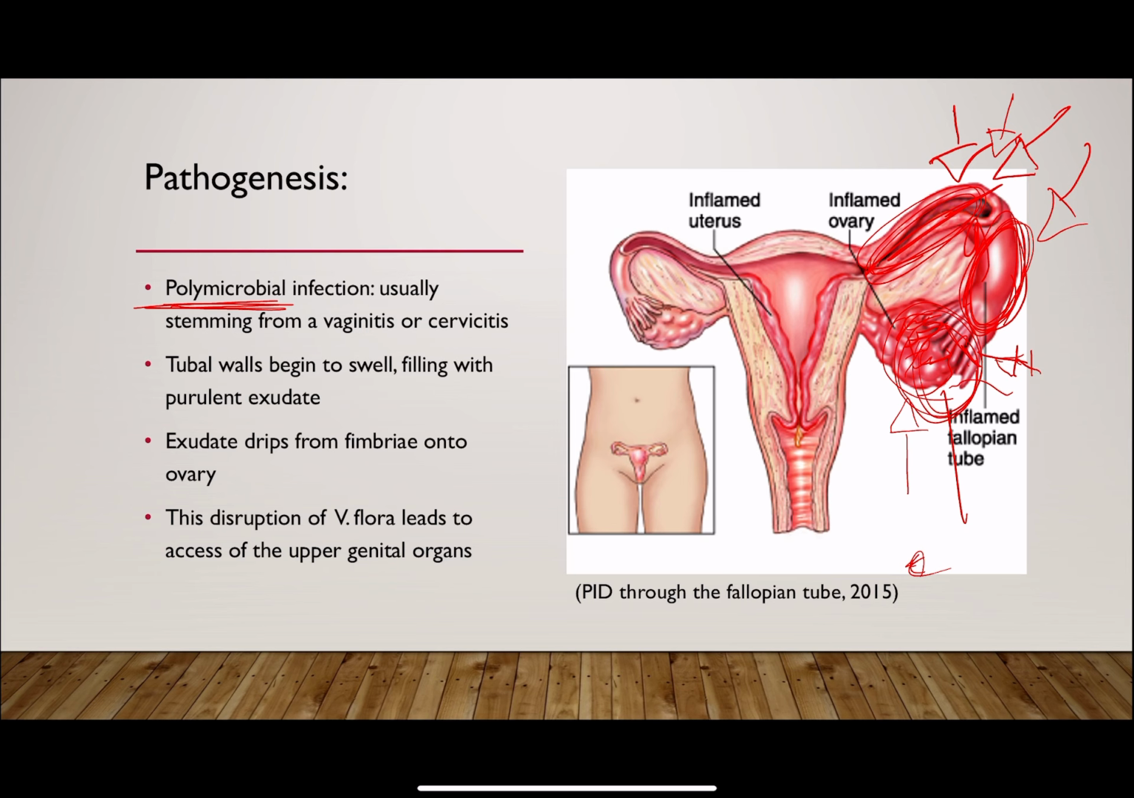So this dripping onto the overreaction is where the infection can spread. It can lead to peritonitis, or septicemia can even develop. Disruption of the vaginal flora from the original bacterial infection is where the access to the upper genital organs is going to be made. So yeah, this right here is not good, not good at all.